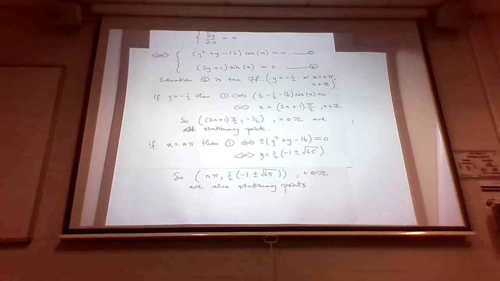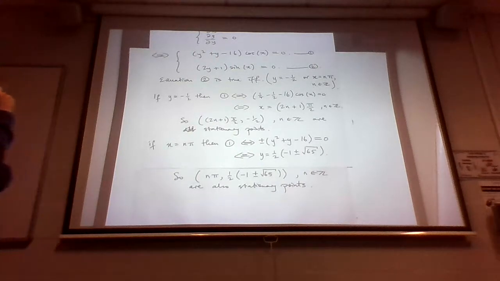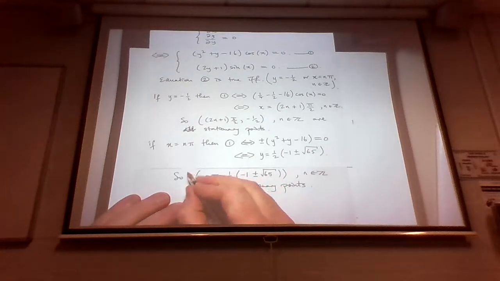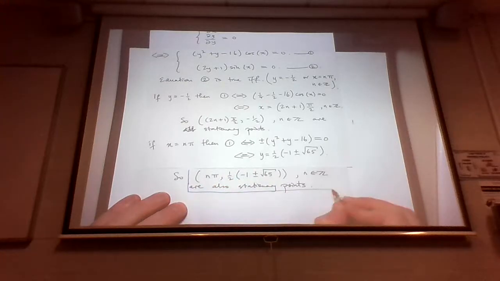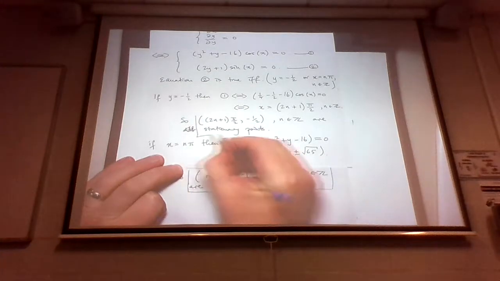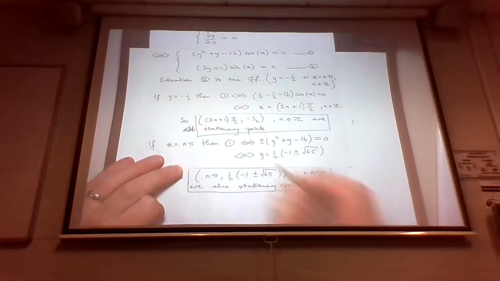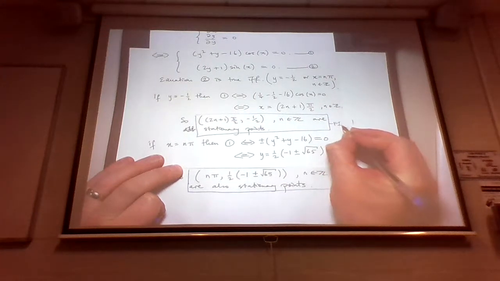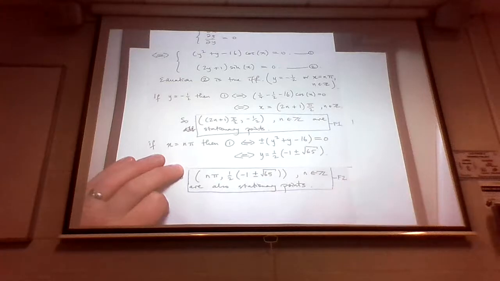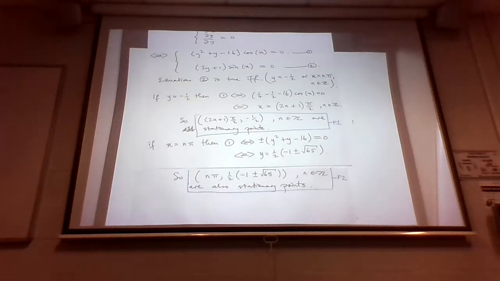So we found a lot of points. We found 2 infinite families. Are there any other stationary points that we might have missed in our analysis? There's one family. Here's the other family. Call this F1, family 1, and F2, family 2. There aren't any others.